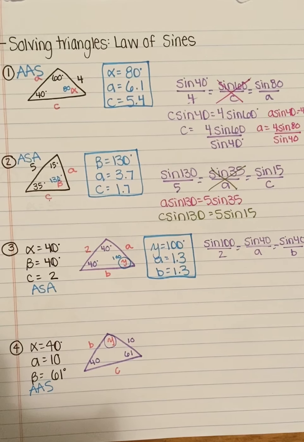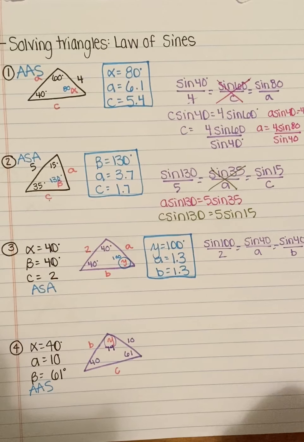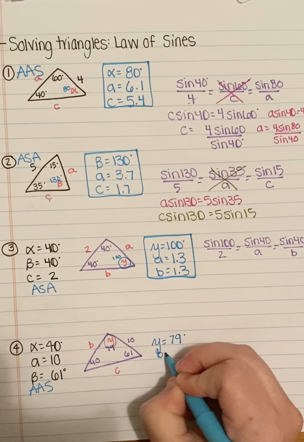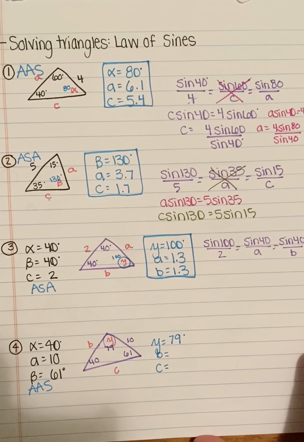To solve for this angle, I'm just going to take 180, and I'm going to subtract my 2 angles, 40 and 61. So 180 minus 40 minus 61 gives me 79 degrees. So gamma right here, I'm going to go ahead and write in there, is 79 degrees. So coming over here, gamma is 79 degrees. Other things I need to solve for are B and C. Angles nearest whole degree, sides nearest tenth.